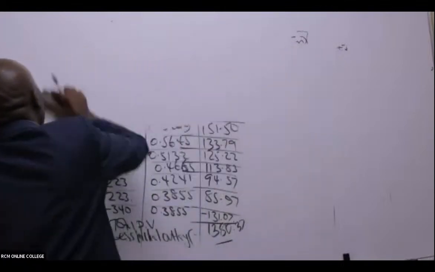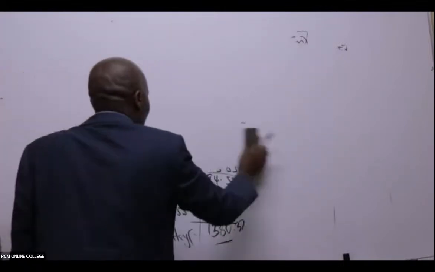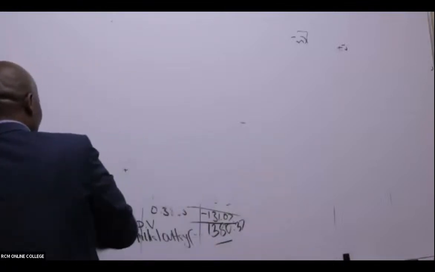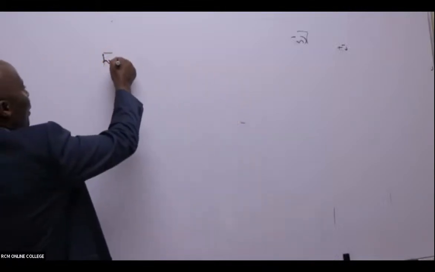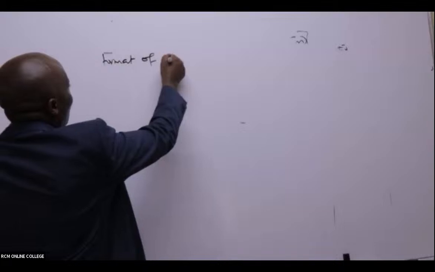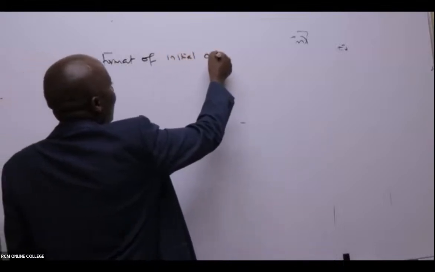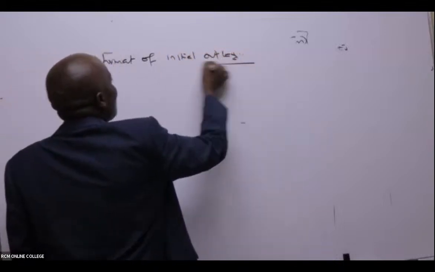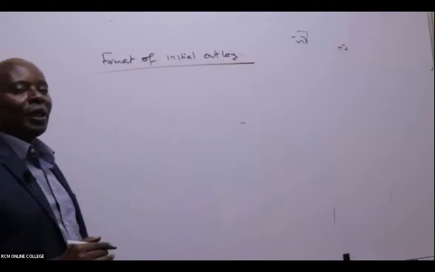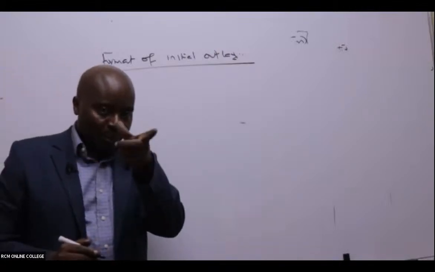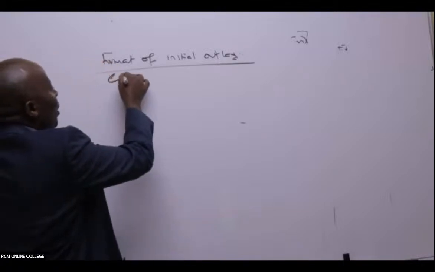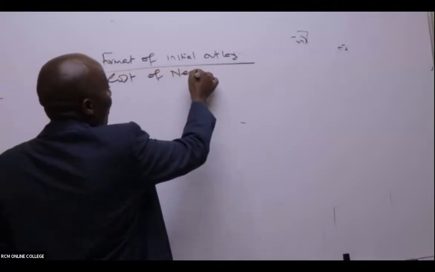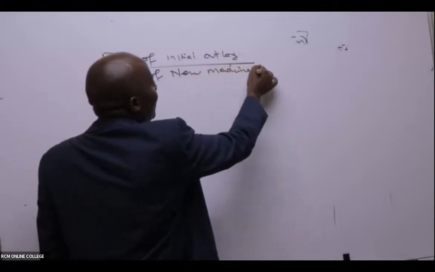This initial outlay has three components, and I'll be able to give you the format. Whenever we have two machines, this is the format of initial outlay. If I want to make this particular decision to replace, there will be the cost of the new machine. So I'll always take the cost of the new machine, and don't forget the installation.